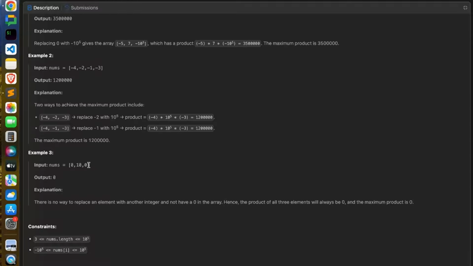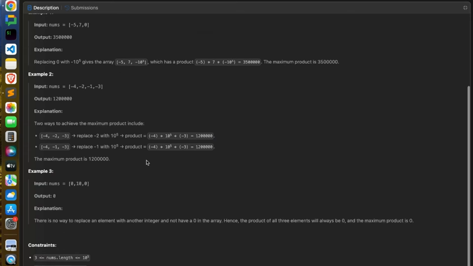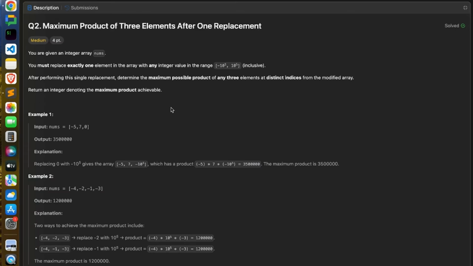But here, since we have to replace exactly one number, it won't be possible to avoid 0. So you would be having a 0 for sure. That's why your output is 0 here. Yeah, it's a good problem. Let's see how we can approach it.